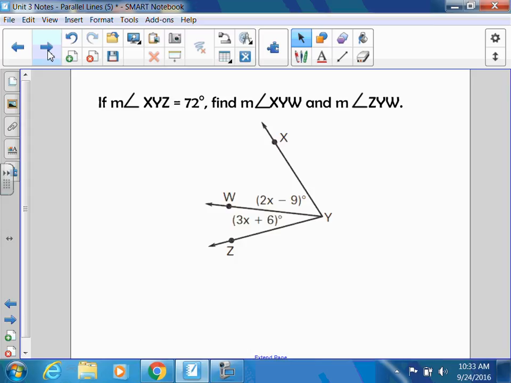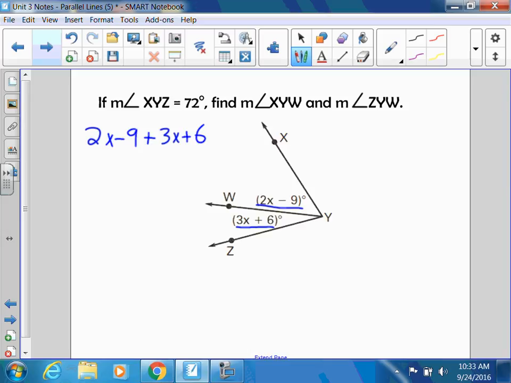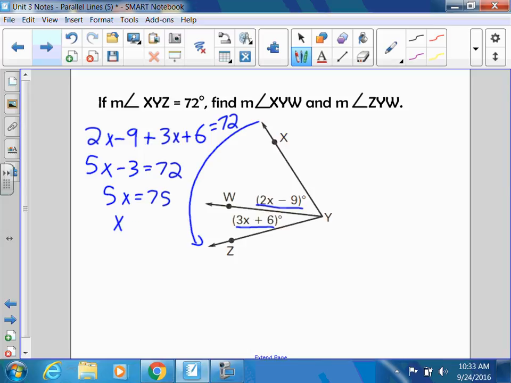So to solve for x here and find the measurements of the two angles, XYW and WYZ, we're going to use the angle addition postulate. We're going to take this angle, 2x minus 9, and add it to this angle here, 3x plus 6. That should equal the entire angle, the whole thing, which is 72. Now we're just going to solve the equation. So we have 2x plus 3x is 5x. Negative 9 plus 6 is negative 3. That equals 72. 5x equals 75. And then x equals 15.